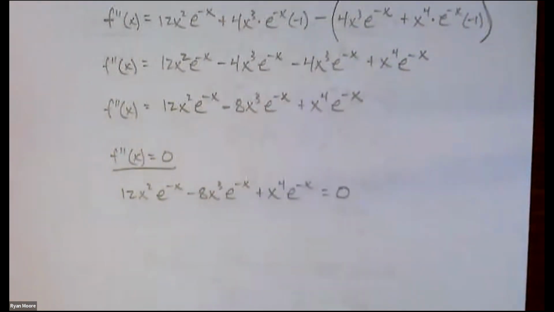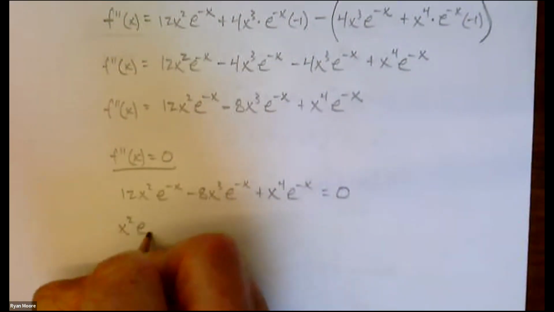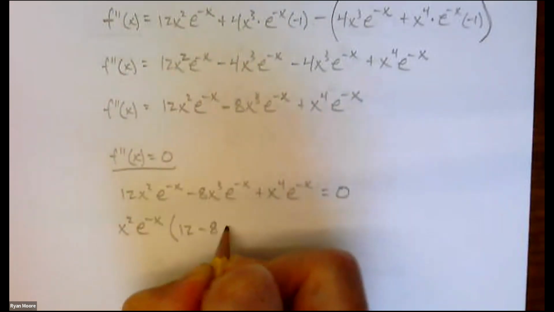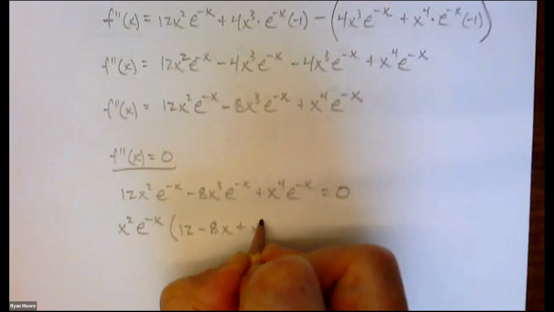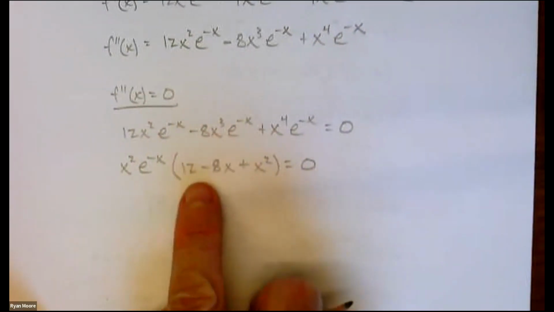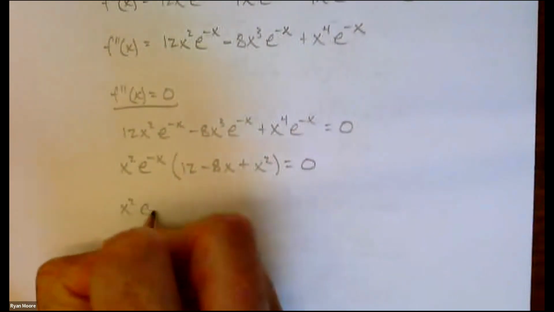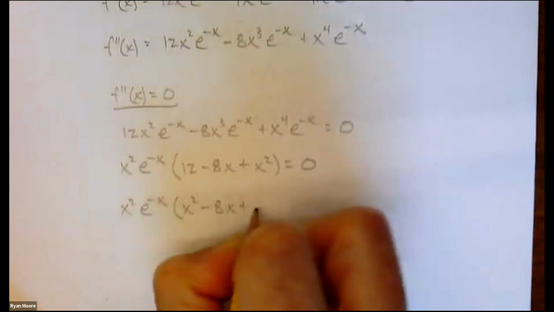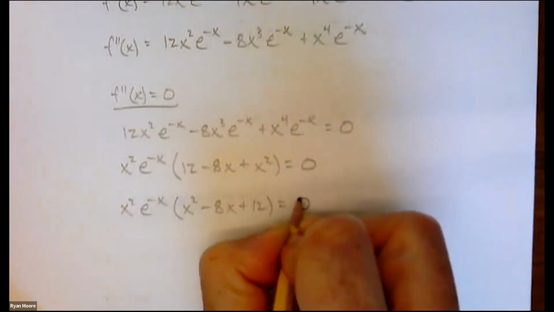Okay, again, the key is factoring. What do these have in common? They all have an e to the negative x. They also all have x squared. So I'm going to take x squared e to the negative x, leaving me with 12 minus 8x plus x squared. Then I'm going to rearrange the terms, make it look a little bit neater. x squared minus 8x plus 12 equals 0.